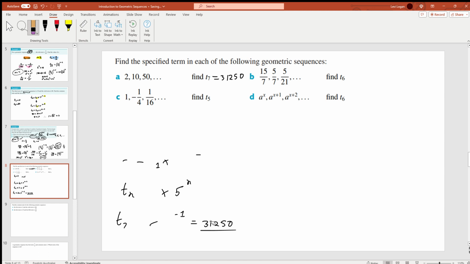It's pretty basic stuff, and you do this with every single question. So let's take a look at question B. Question B is a bit funny because it's got fractions in it, but all you've got to do is try and look for something in common.